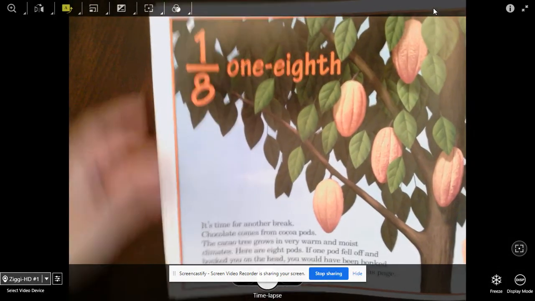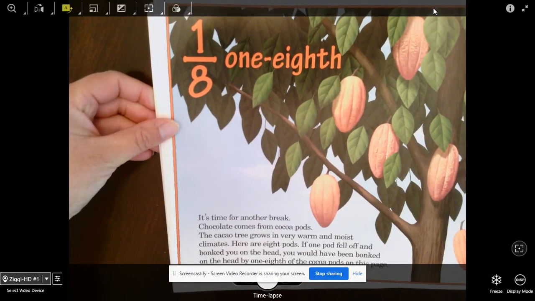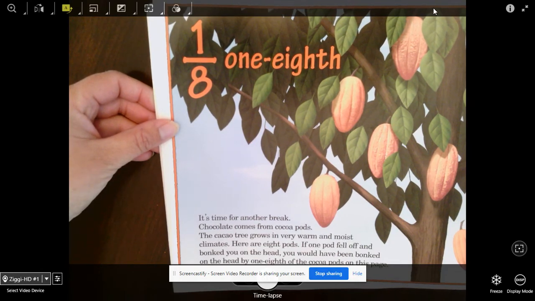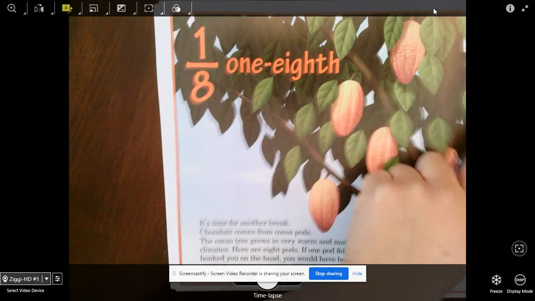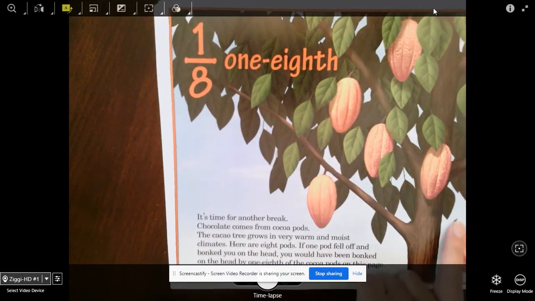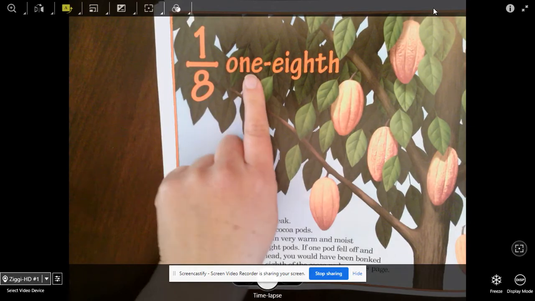1/8. It's time for another break. Chocolate comes from cocoa pods. The cocoa tree grows in a very warm and moist climate. Here are 8 pods. If one pod fell off and bonked you on the head, you would have been bonked on the head by 1/8 of the cocoa pods on this page. Let's go ahead and count them. 1, 2, 3, 4, 5, 6, 7, 8. And that's the one that fell off and bonked us. So 1 out of 8. 1/8.